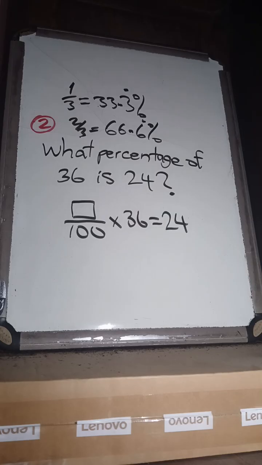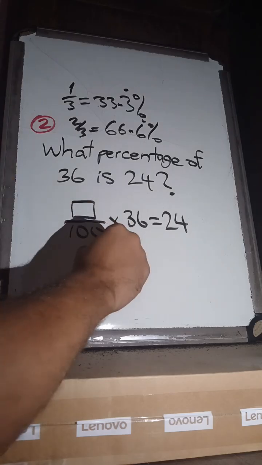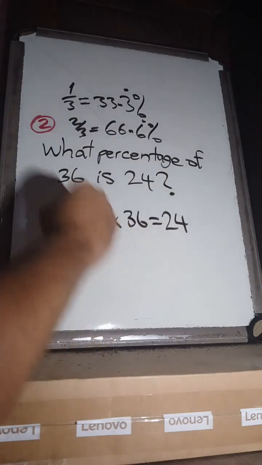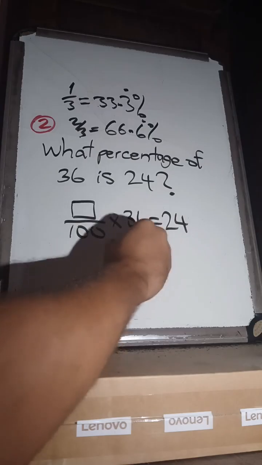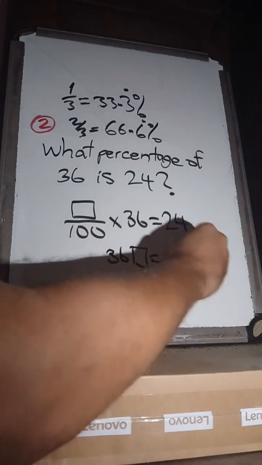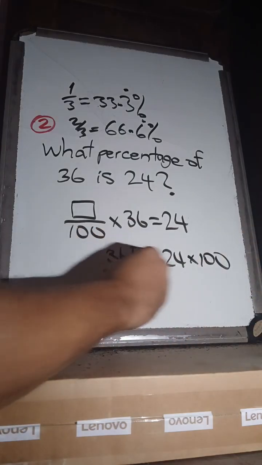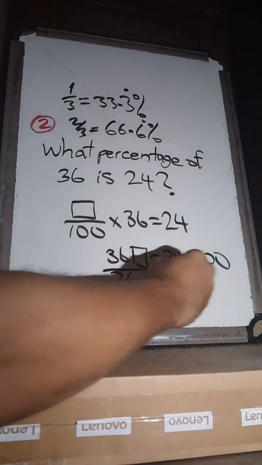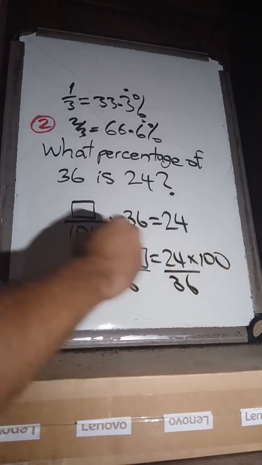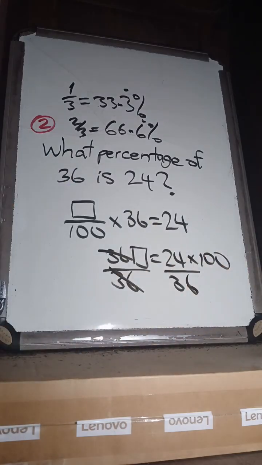Multiply 100 by both sides, you end up with 36 times box equal this. And then you just divide this by 36 and this by 36. It's the same thing. It is exactly the same thing. This explains why you put this over that and then multiply it by 100. That's what this does.